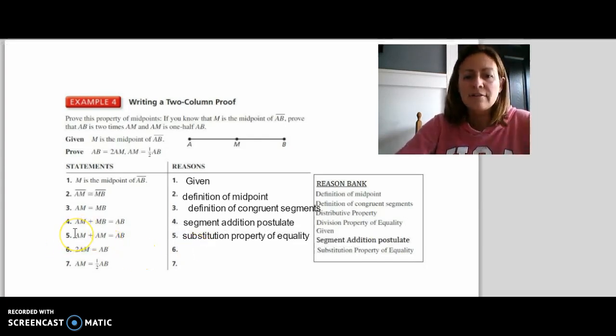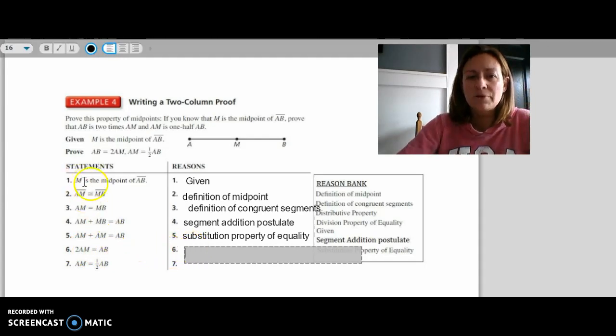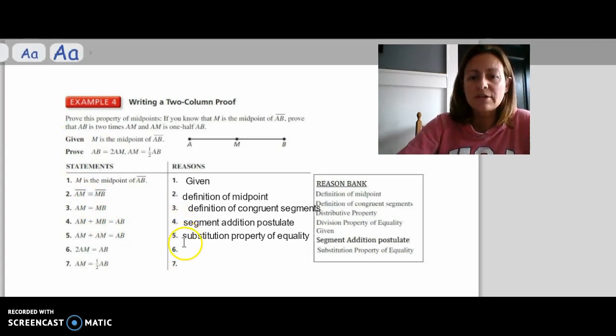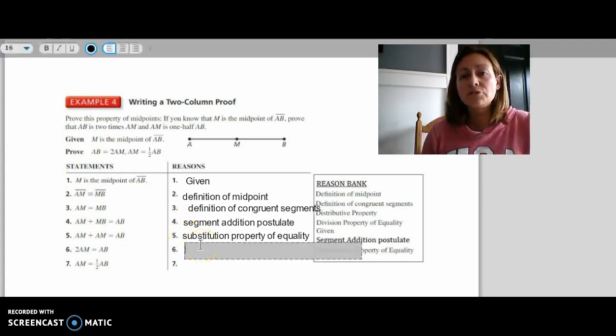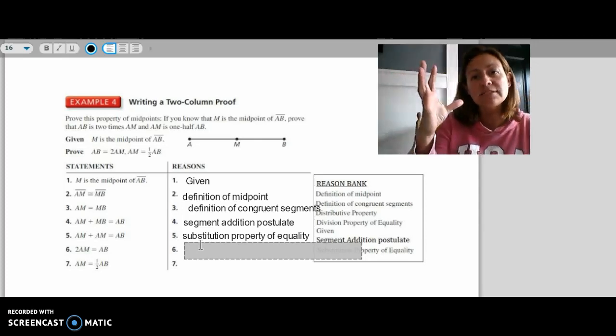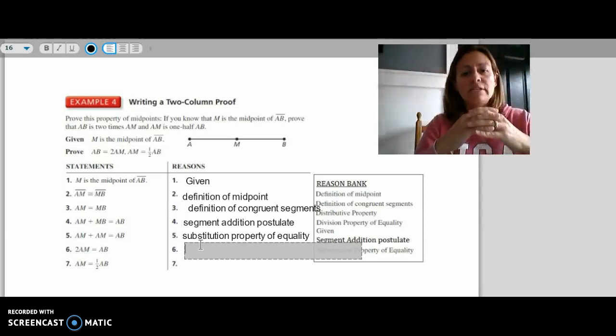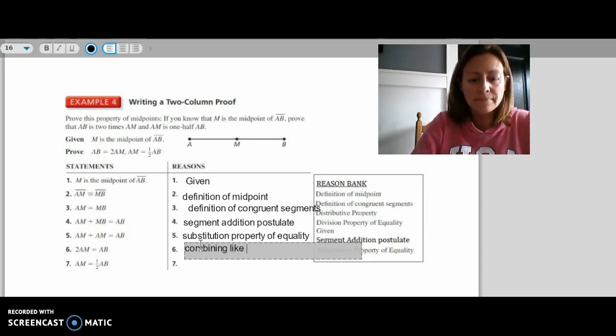Finally, we have from step 5 to step 6, AM plus AM becomes 2AM. You might think that's adding, because that's typically what we say. In algebra, we would say we combined like terms, we added them together. Your textbook might call it substitution because you're taking one expression, AM plus AM, and you're replacing it with an equivalent expression, 2AM. We could write just combining like terms. I'll be okay with that. But if you see the book calling it substitution, then that's why.